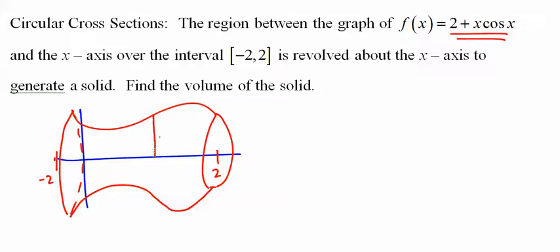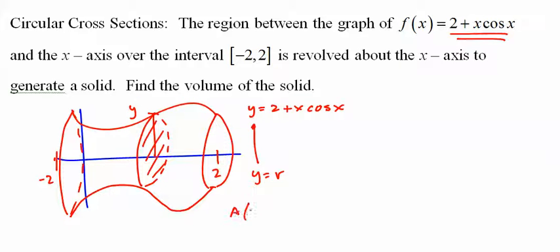That means that at any point, the y value here equals 2 plus x cosine of x. The y value is the radius of this circle. If the area of that circle is calculated, it's simply pi r squared. So the integral from -2 to 2 of pi times (2 plus x cosine of x) squared. It's just pi r squared. People get so lost in this problem, and all you're looking to do is find that radius, square it.